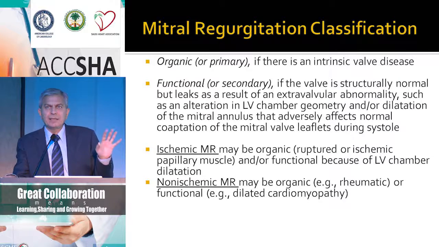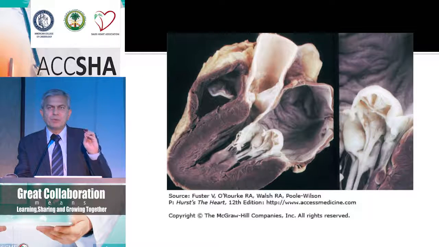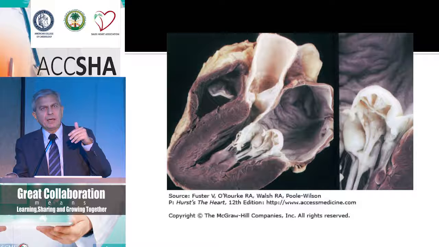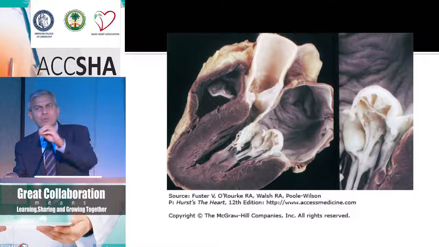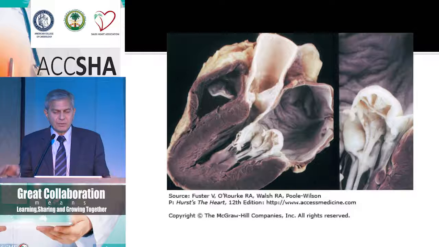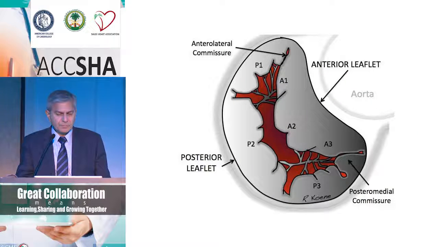So again, this slide is really very important to remember the two concepts. One is what we called DMR, or degenerative mitral regurgitation. We also call it organic, we call it primary, and the other group is functional or secondary. Okay, so that we don't get confused with the terminology.